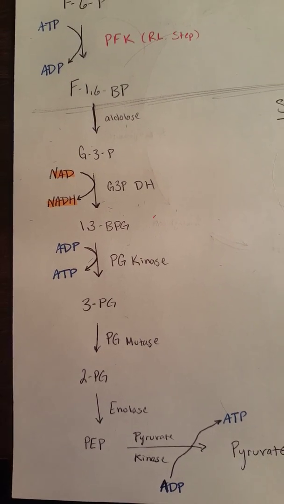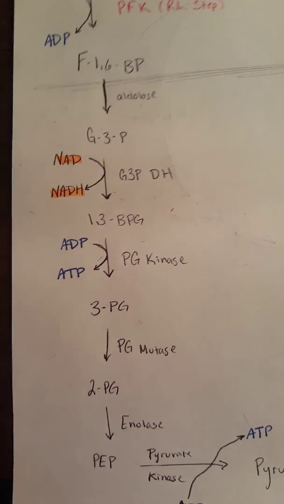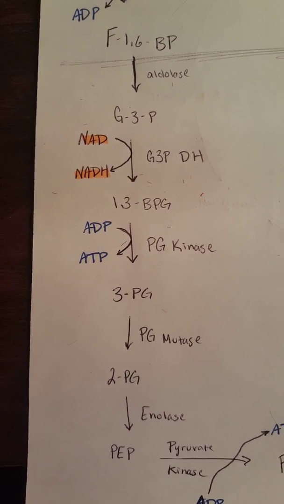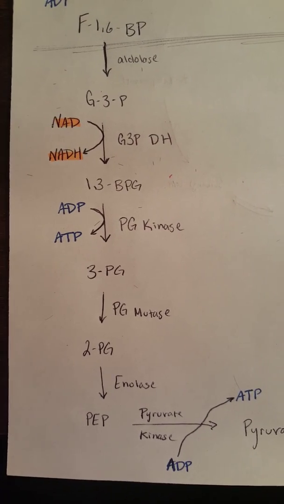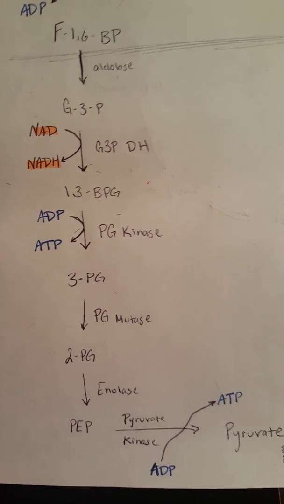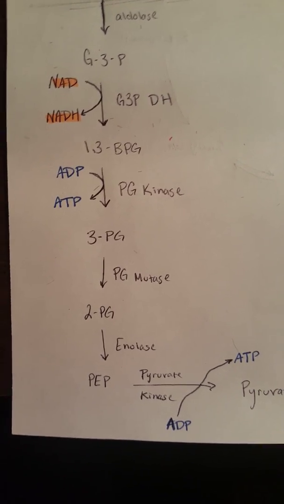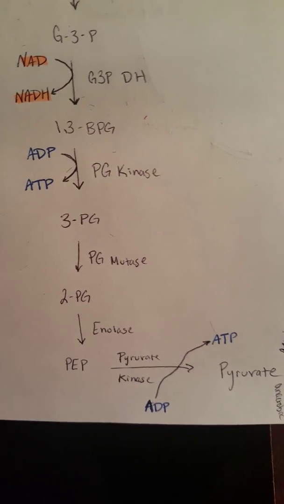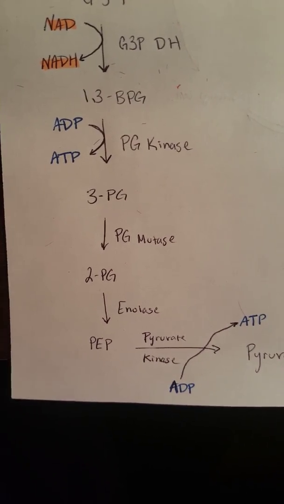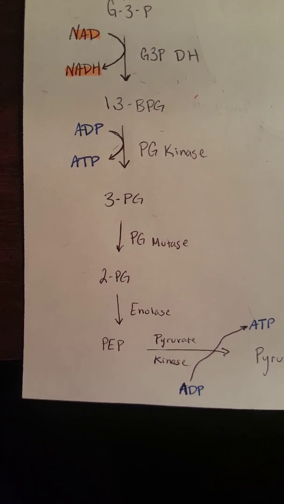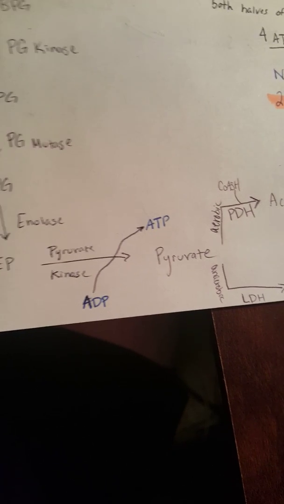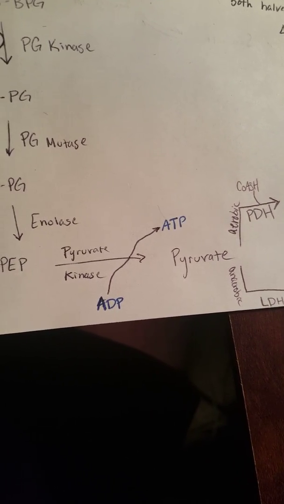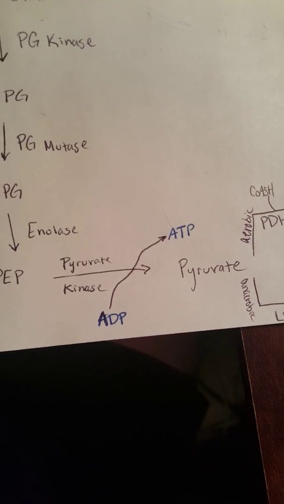And from here we use a kinase, and we form an ATP molecule from one of these phosphates attached to that 3-carbon member right there. And then it gives us 3-phosphoglycerate, so the 3 is where the phosphate is. We then use a mutase, which changes it into 2-phosphoglycerate, and then we use an enolase to make it phosphoenolpyruvate, which is one of our higher energy molecules, which we then transfer into pyruvate using pyruvate kinase, and we get another ATP molecule out of this.